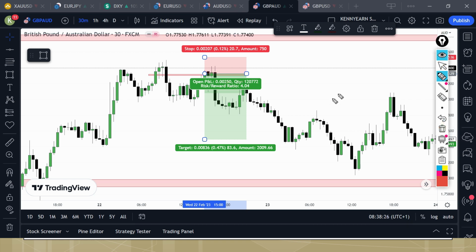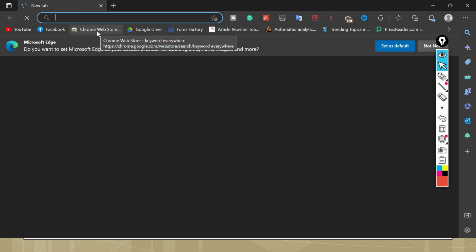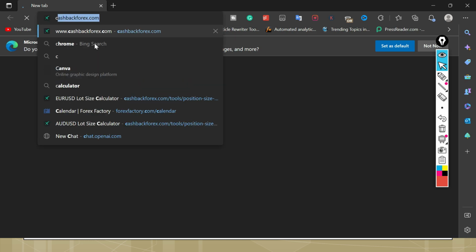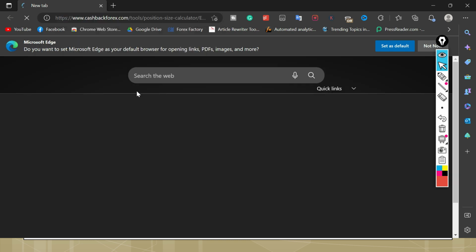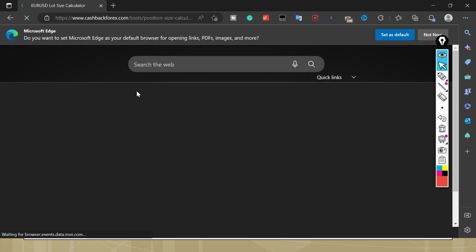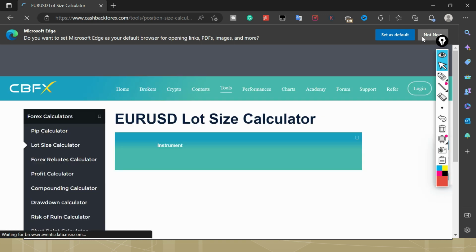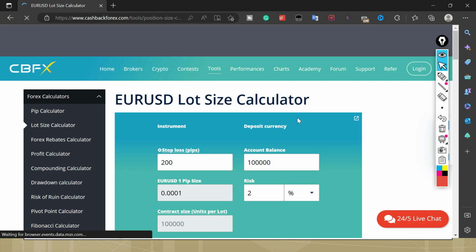So what I do is that I'll just go to my browser. I've told you guys about the Forex calculator. I don't know why you're still confused about this thing. So I use this cashback Forex calculator. I don't stress. And right here, all you need to do is to input the information you want, and then it's going to tell you the lot size to use.